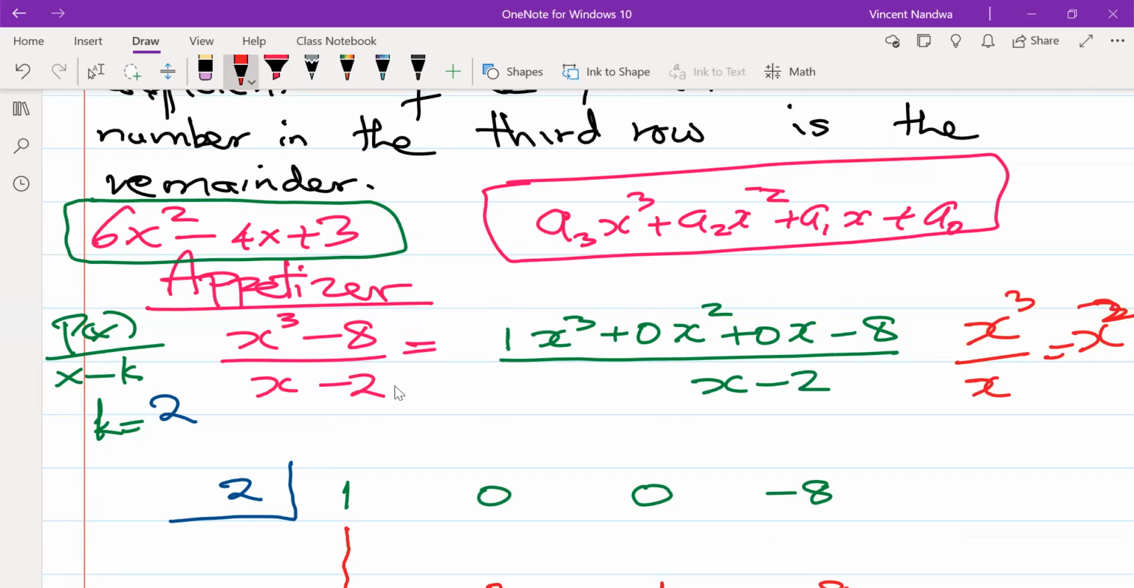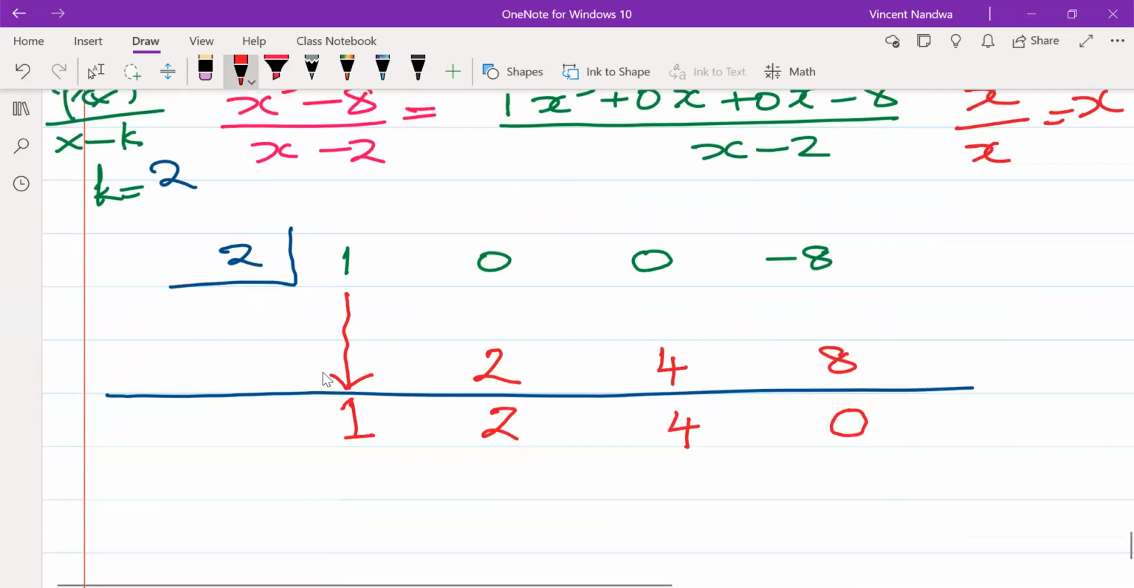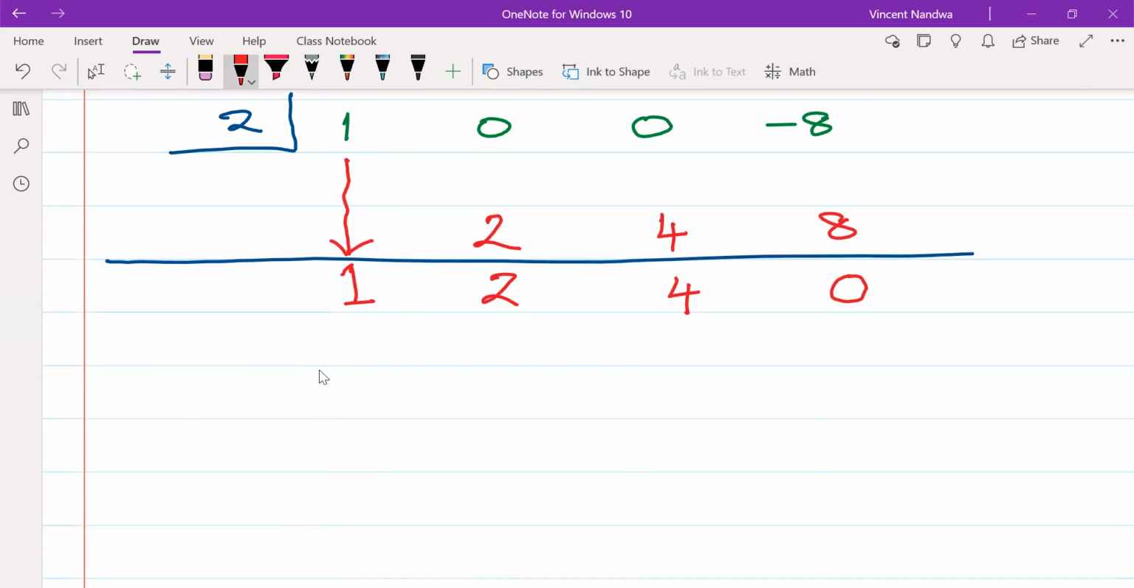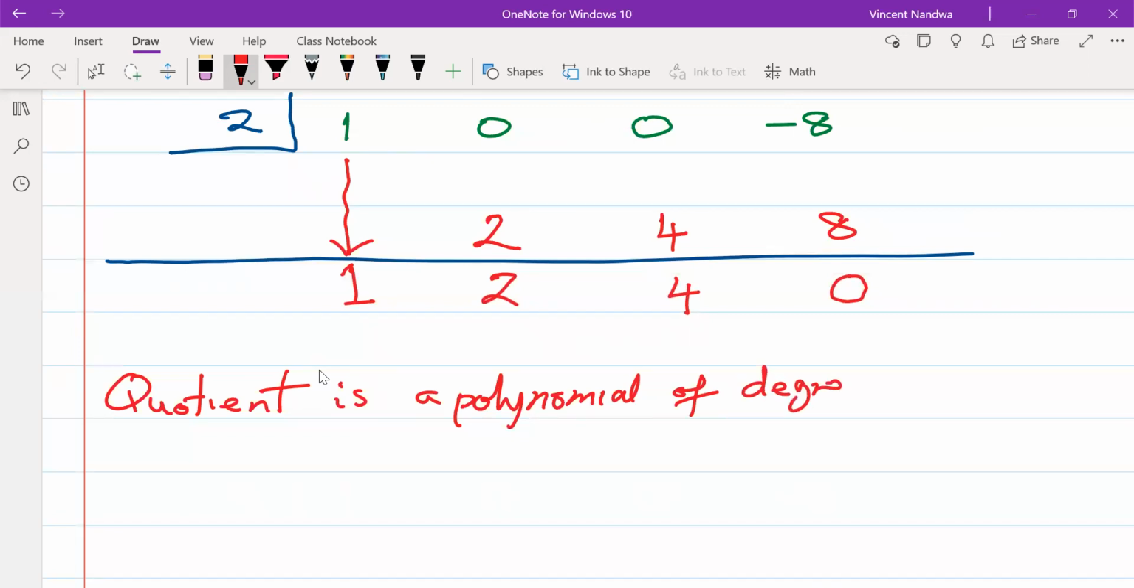Similarly, if you are dividing a polynomial of degree 4 by a polynomial of degree 1, you expect the quotient to have a maximum of which degree? 3. So you reduce by 1 if the denominator is always of degree 1. So that means that the quotient is a polynomial of degree 2 because the numerator was a polynomial of degree 3 and the divisor is a polynomial of degree 1. So x power 3 over x power 1, x power 2.